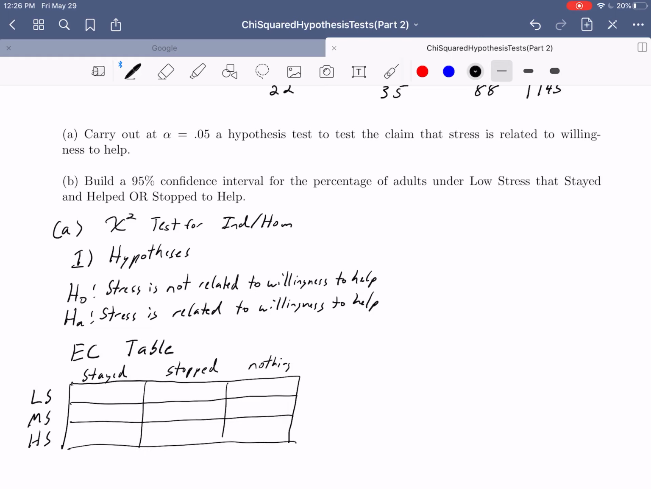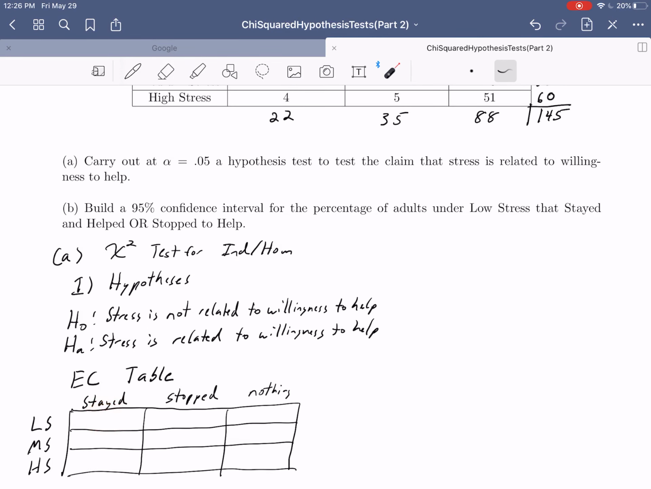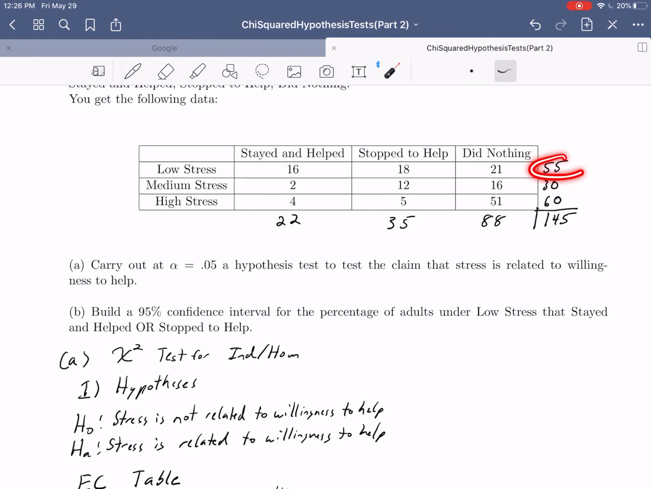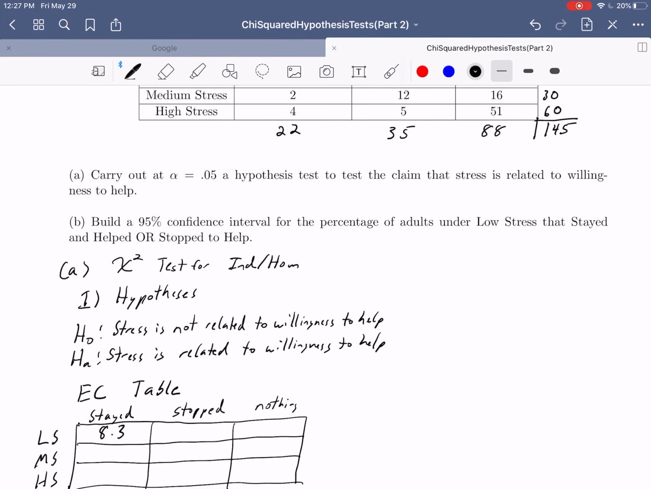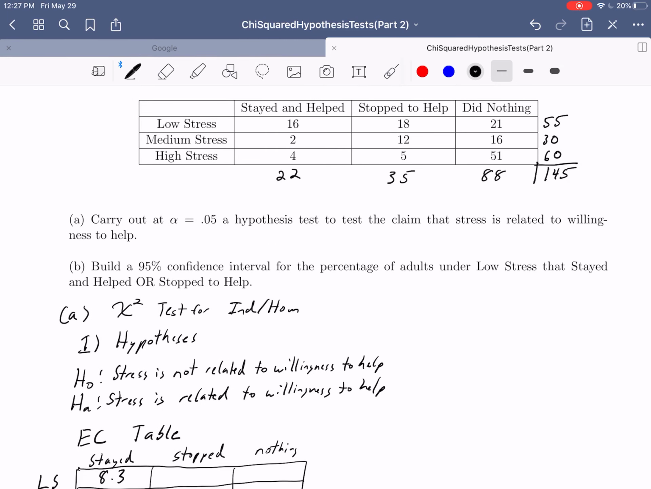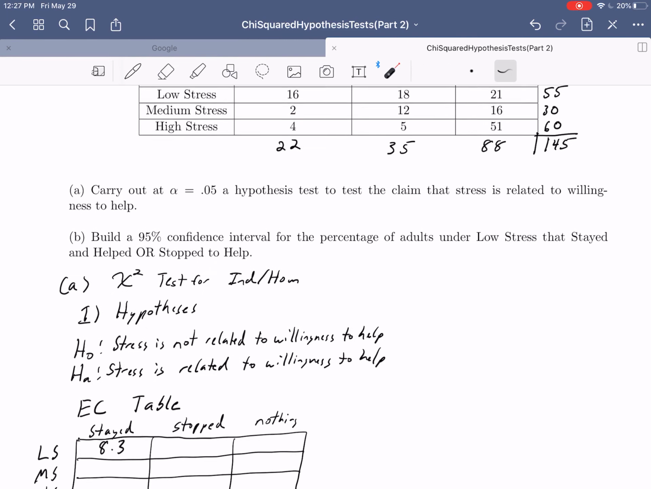Remember that the way you are going to fill in each of these values is by taking the corresponding row total times the column total divided by the table total. So to get this first upper left value, we're going to be taking its row total, 55, times the column total, 22, and then dividing by 145. So that first one should be 55 times 22 divided by 145. Looks like we should get 8.3 there. So we would have expected about 8.3 of the low stress subjects to stay and help. We actually had 16 of them do that.